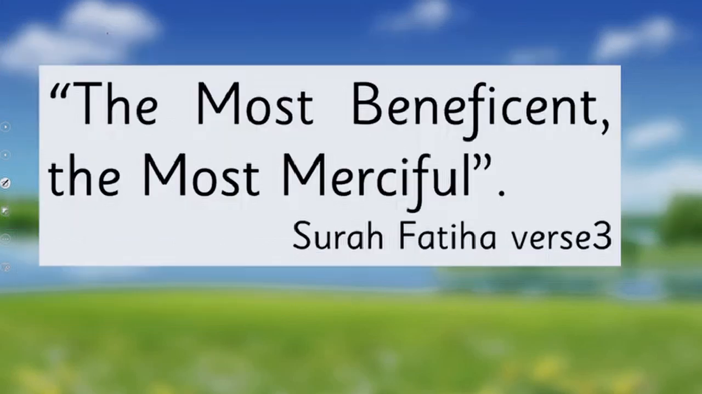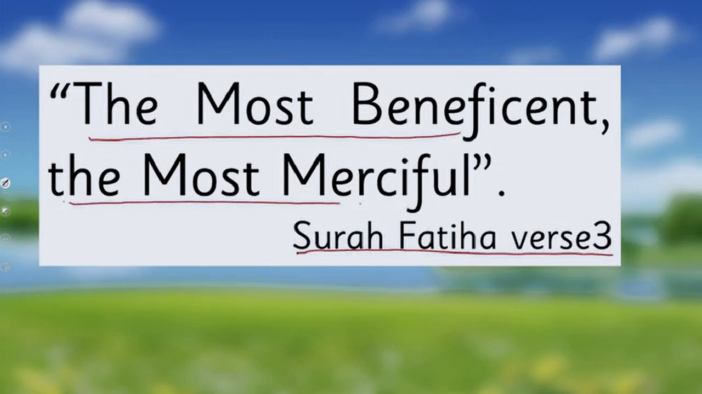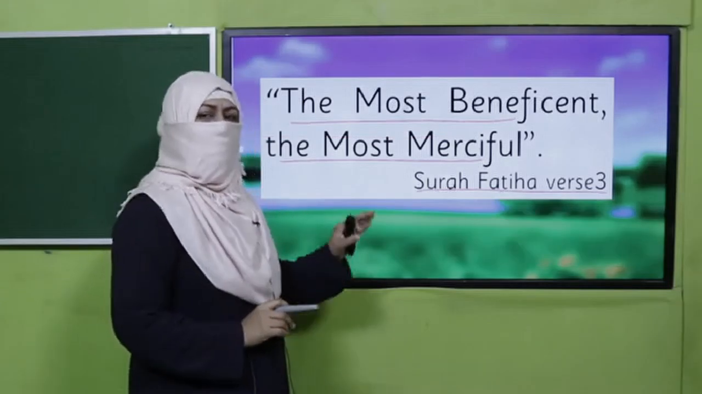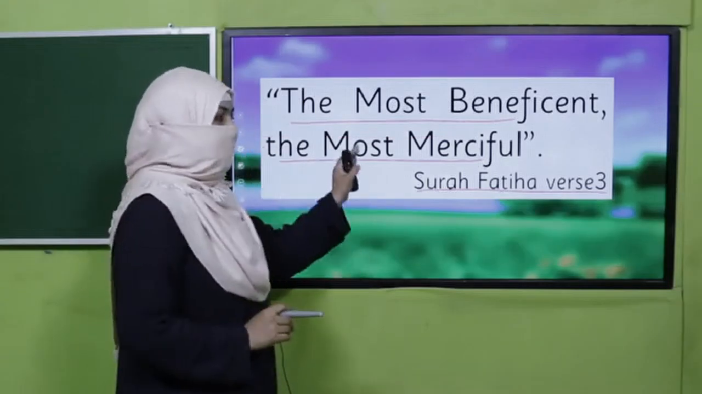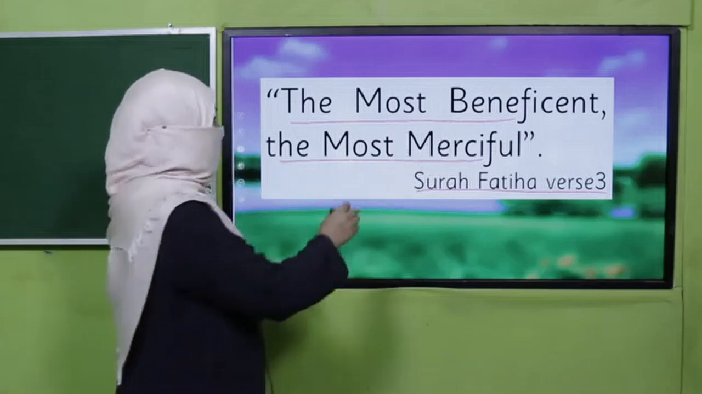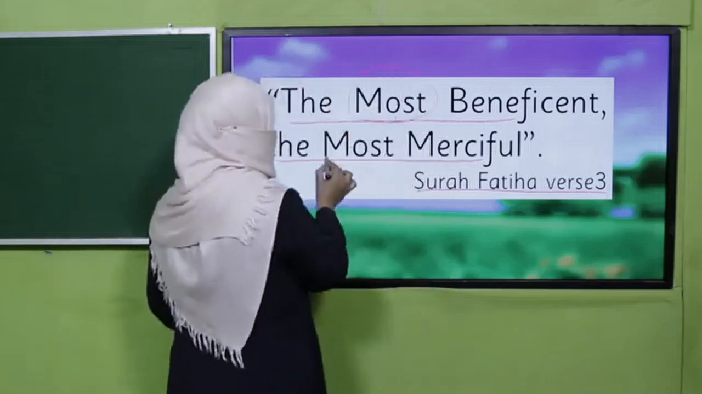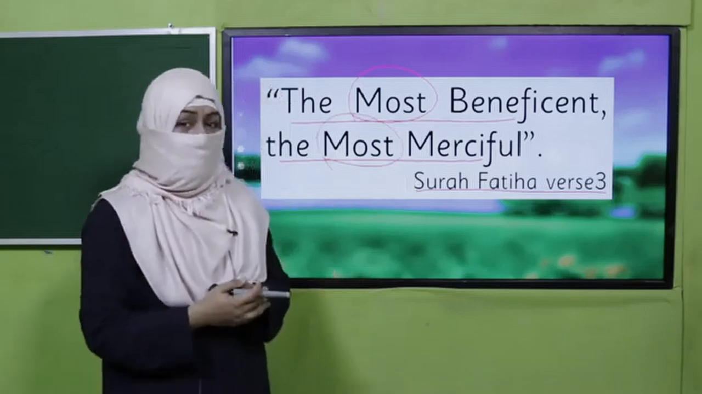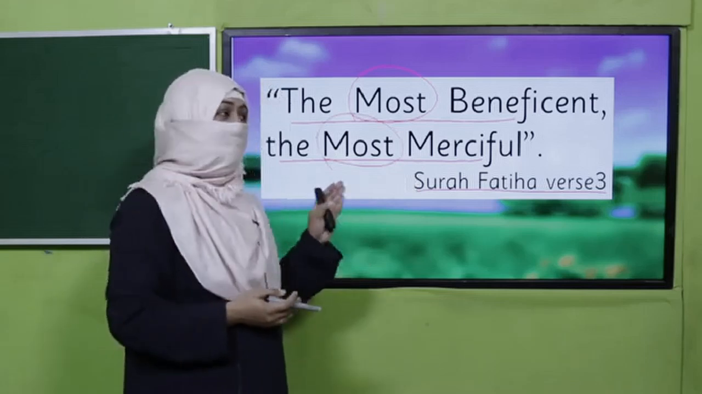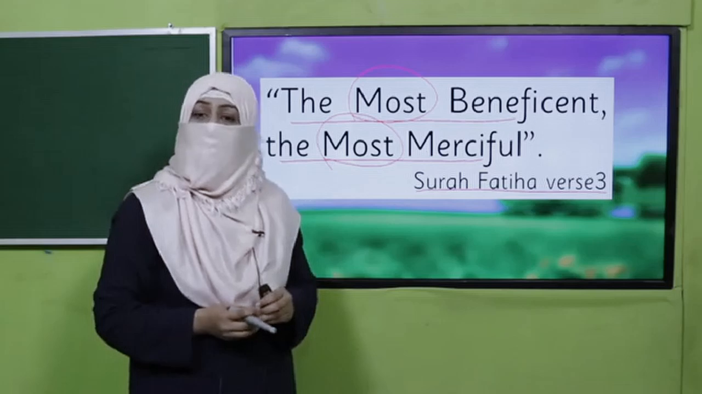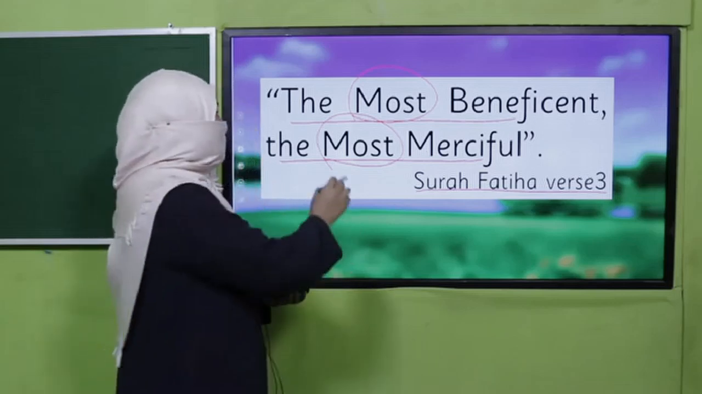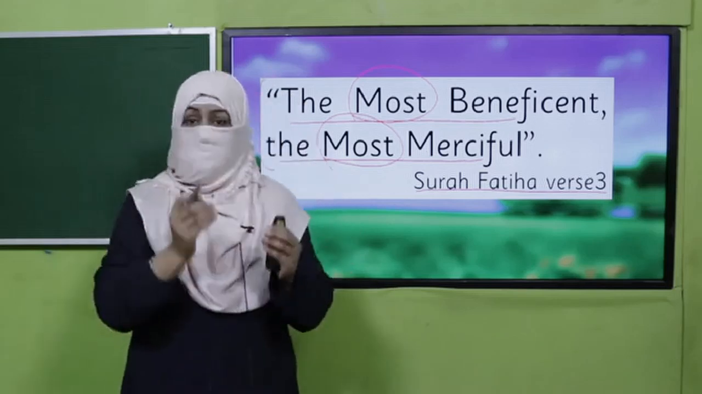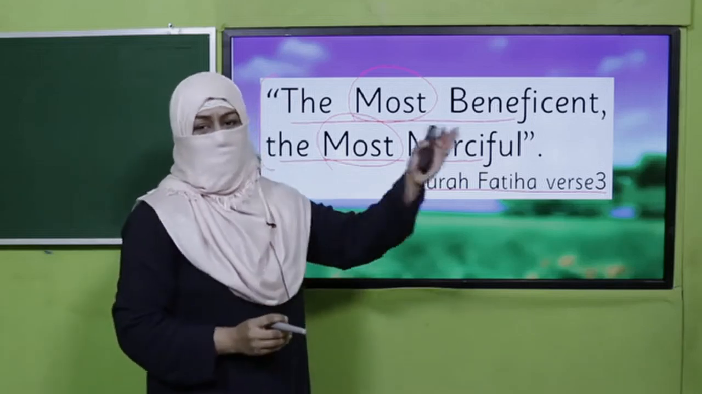Let's start with the name of Allah subhanahu wa ta'ala. Surah Al-Fatiha, verse 3. The most beneficent, the most merciful. Now we know the most is the superlative adjective degree. So, whom are we talking about? These are the qualities of our Allah subhanahu wa ta'ala, our creator. So this is how sometimes words give us a clue to reach the answer.